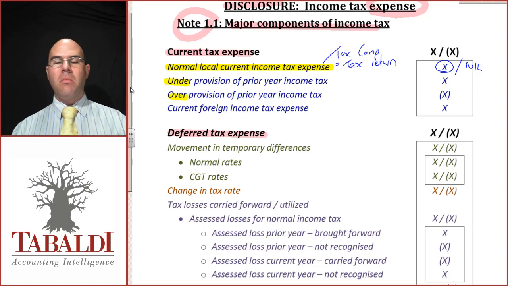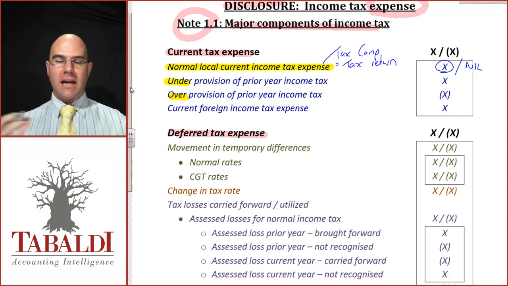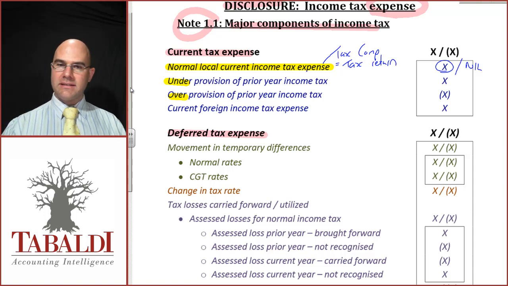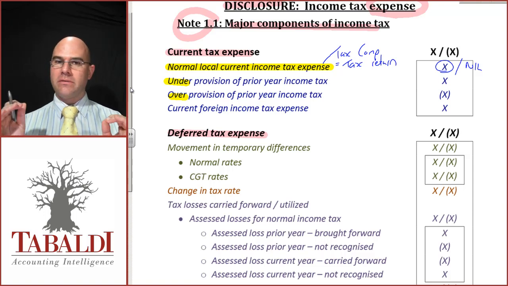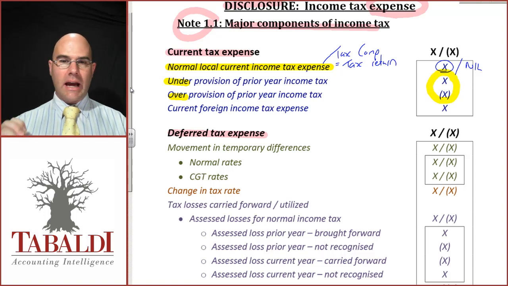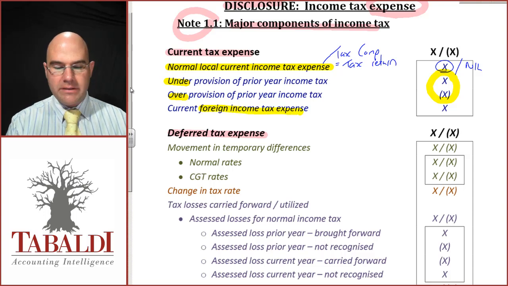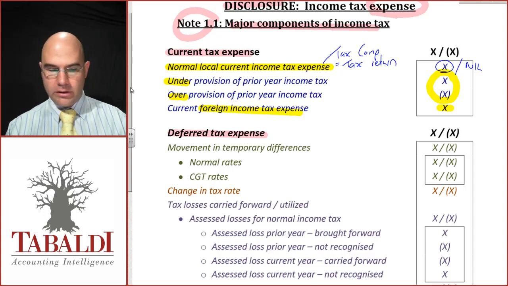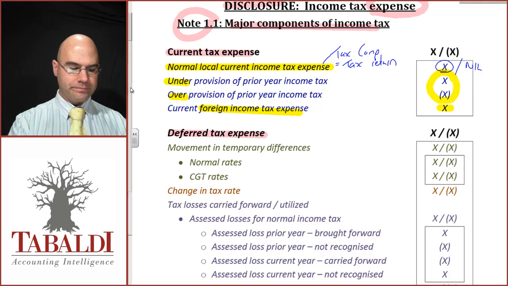So in previous years you might have calculated your current tax comp differently to the amount that it is assessed at. When the tax authority gets your tax return, does an assessment, they come back with a different figure. Well, that is a change in estimate in terms of IAS 8, and therefore I need to make the change in the current year. Okay. There also may be foreign current income tax that will also be included under current tax expense. A couple of other items that could be listed there we're not going to discuss now.